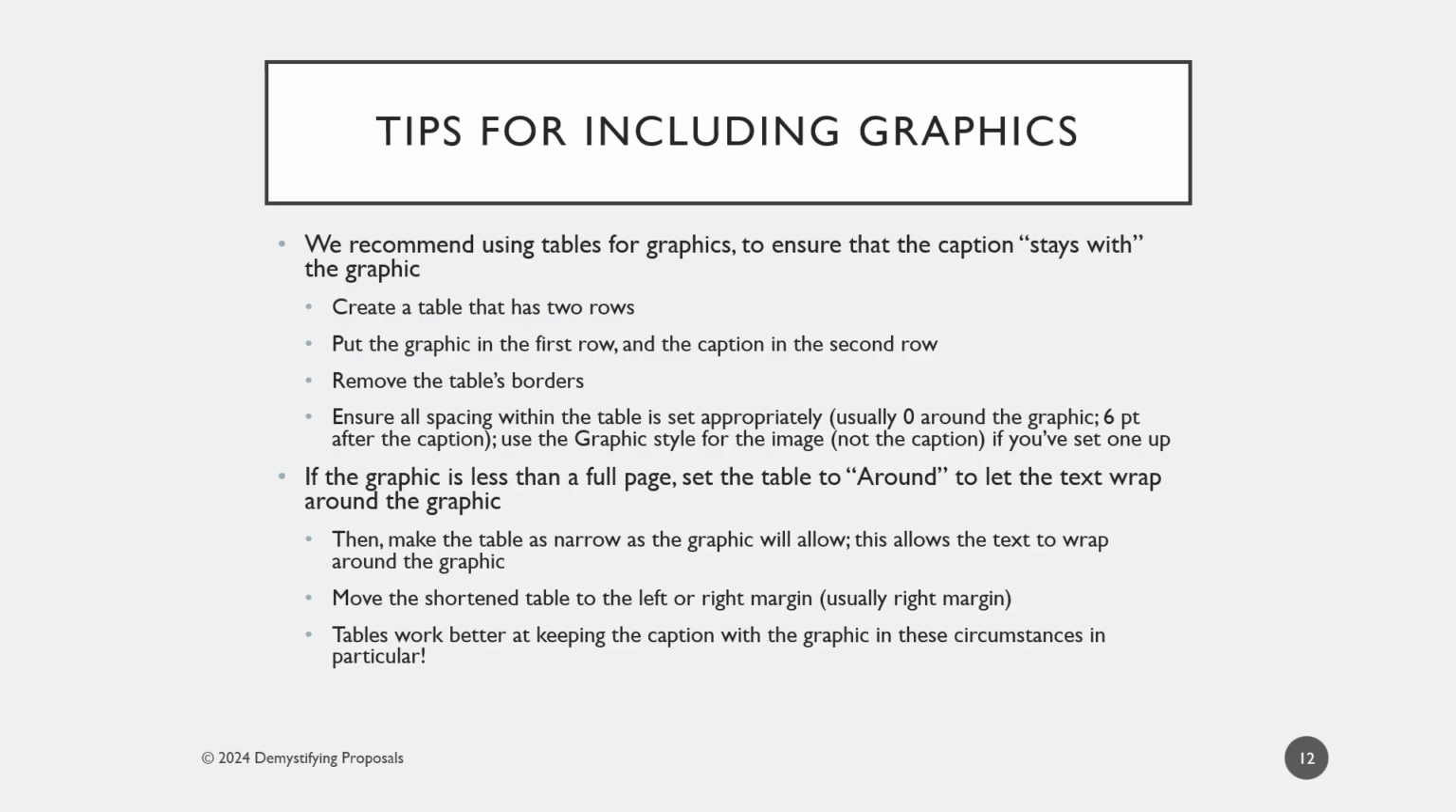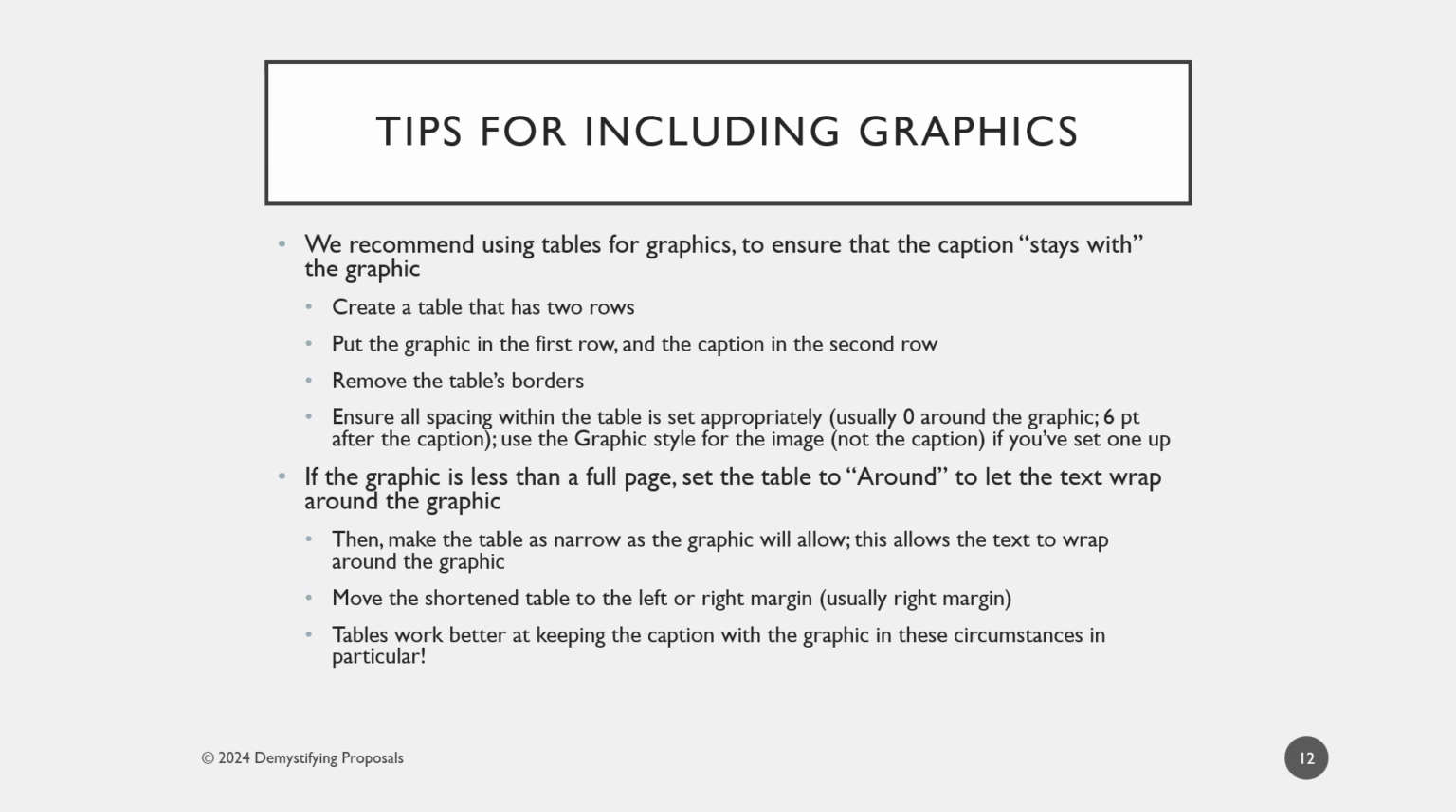So as we said, one of our tips for including graphics in a proposal is to put the graphics within a table. What you do is you set up a table that has 2 rows. You put the graphic in the first row, you put the caption in the second row, you remove the table's borders, you apply that graphic style to the graphic itself, and you apply the figure caption style for the second row for the caption. And that way, the caption and the graphic stay with each other because they're both within that table.